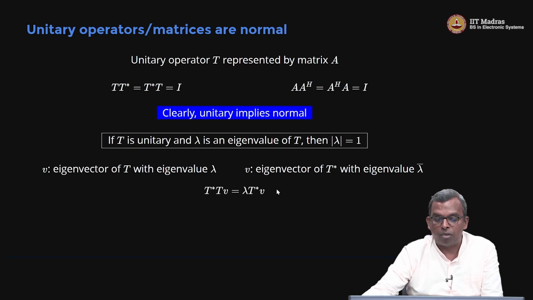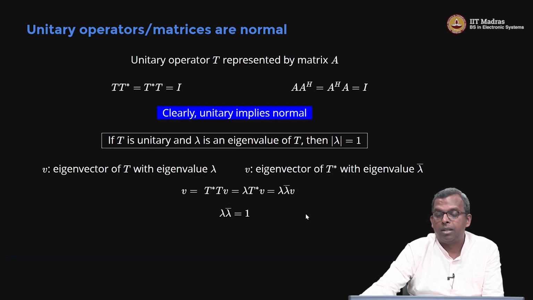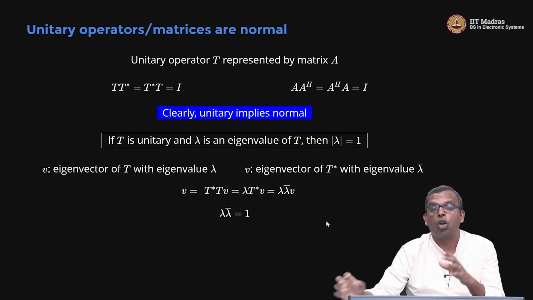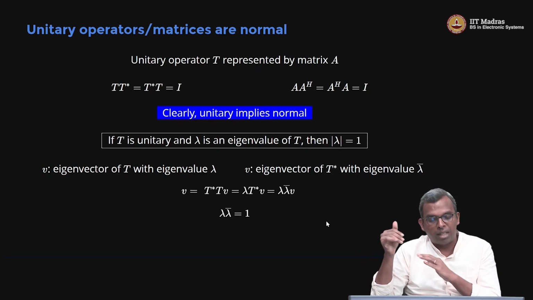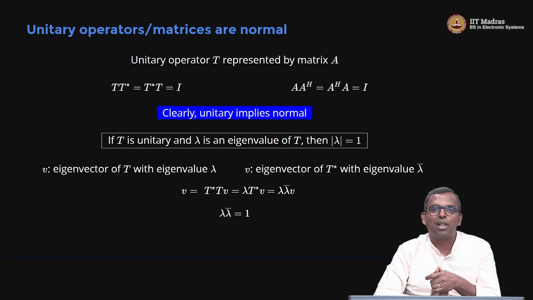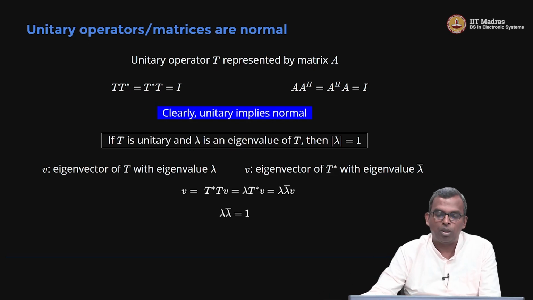So T v is lambda v. You multiply both sides by T star, right? So T star T v is lambda T star v. Now T star T v is v, because T star T is I. I'm using the unitary property here. Now T star v, because of the eigenvector property, is lambda bar v, and that means lambda bar lambda is equal to 1. Now this actually has a converse. If you have a normal matrix, all of whose eigenvalues have absolute value equal to 1, then it is actually unitary. That's also a very powerful connection.